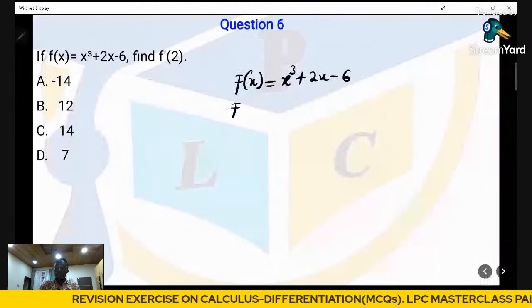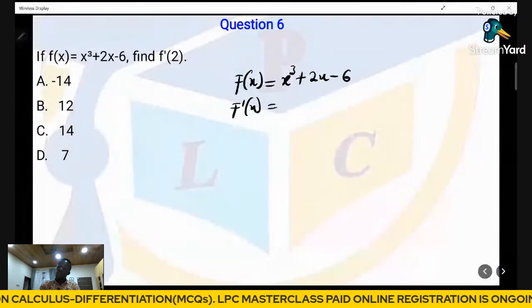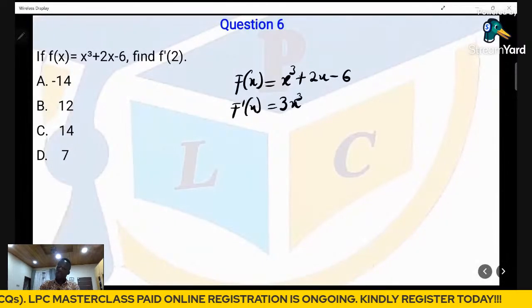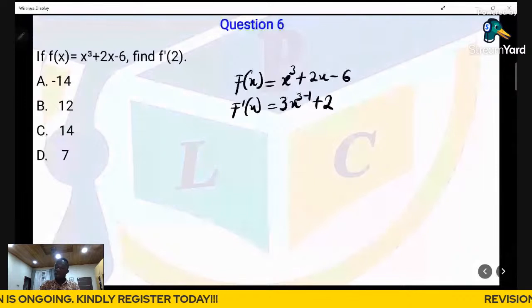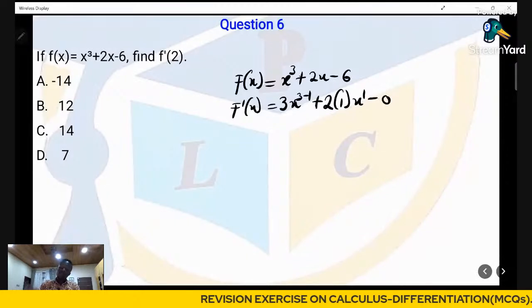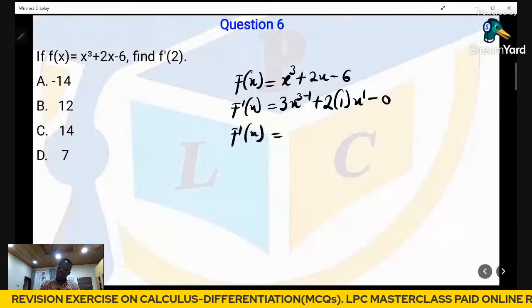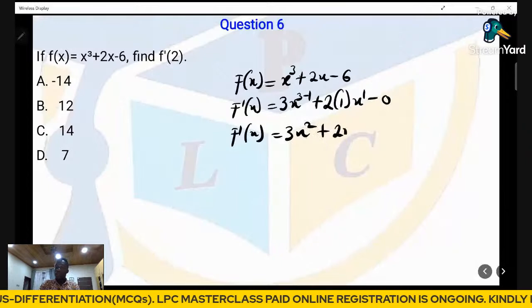Okay, so here we are differentiating to get f prime. So you have f prime of x, and that's going to give us 3x to the power of 3 minus 1 plus, remember the power here is 1. So we multiply the 2 and you repeat the x to the power of 1 minus 1. The differential of a constant is going to result in 0, so we don't write it. So f prime of x is going to give us 3x squared plus 2.